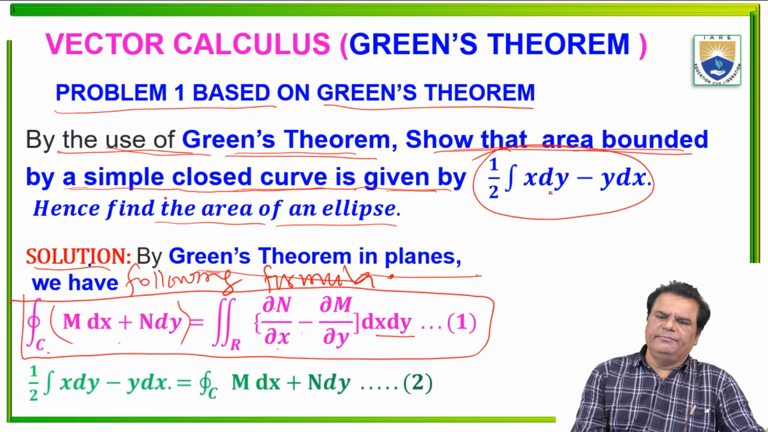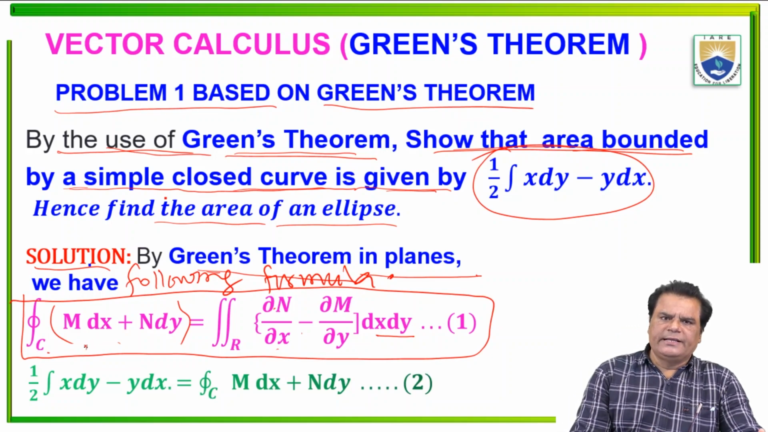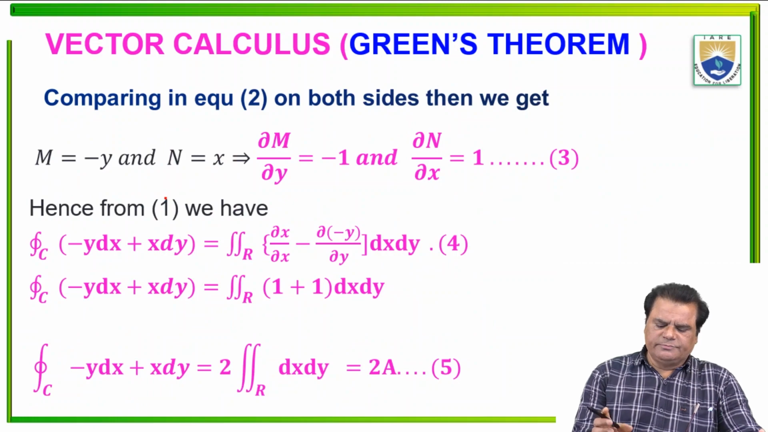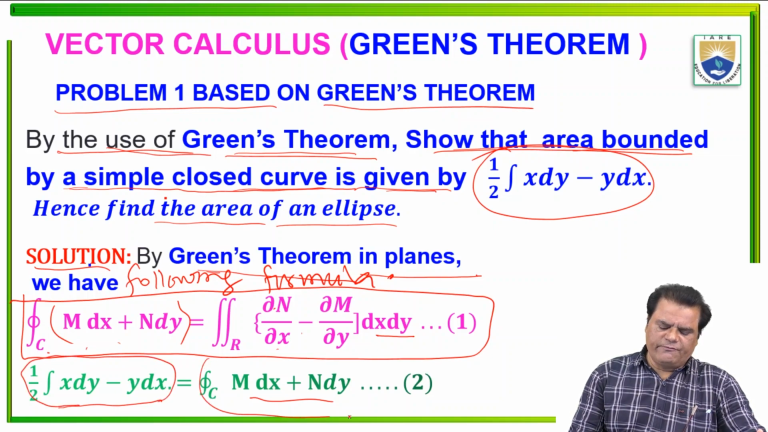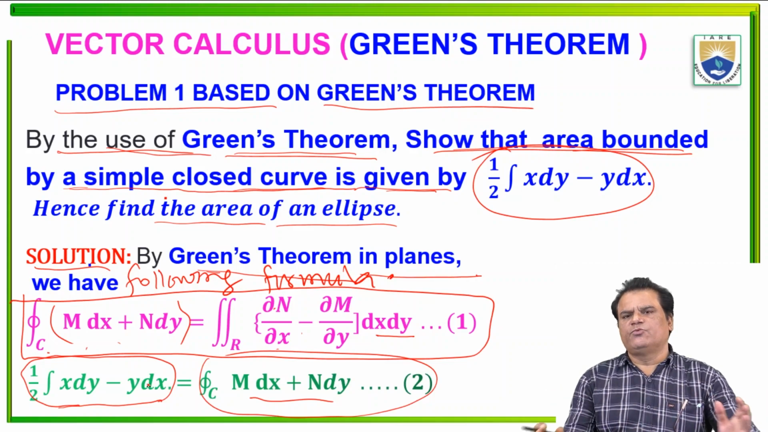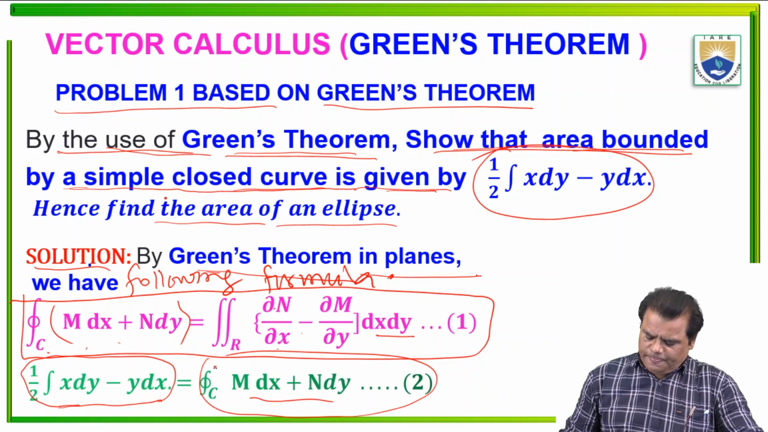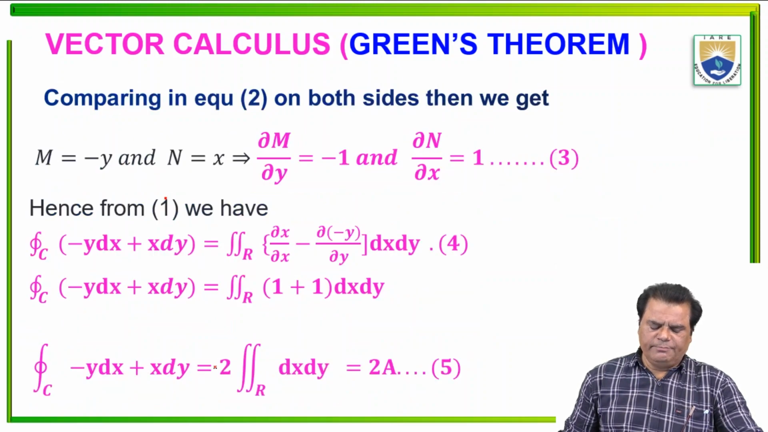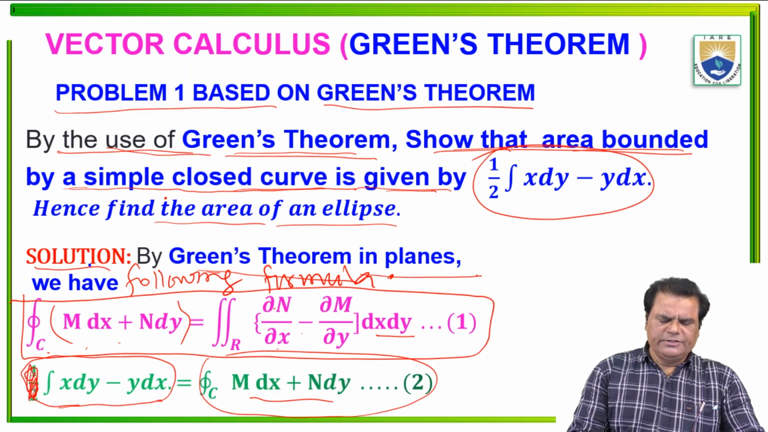This integral is a line integral because it is a single integral. In our formula, the line integral is this one. Comparing the given integral in our question with the formula, we set both equal. After comparing, we get the values of N and M. Here we are not taking the half, only this result.